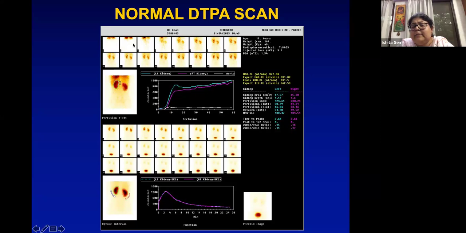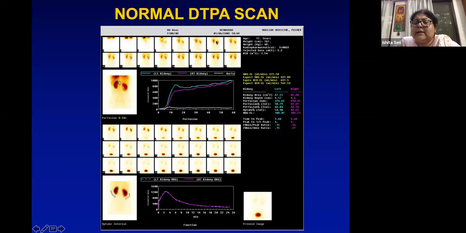And somewhere between each of these images, which are 2 second images, so you have 2 second, 2 second, 2 second, 2 second. So usually by about the 6 to 8 second of injection of the tracer, you should be able to visualize the kidneys. The visualization of the kidneys is usually simultaneous with the visualization of the iliac vessels.